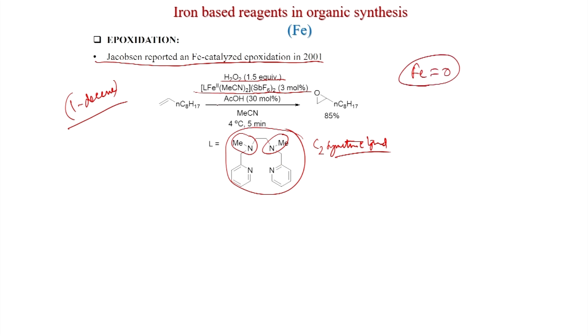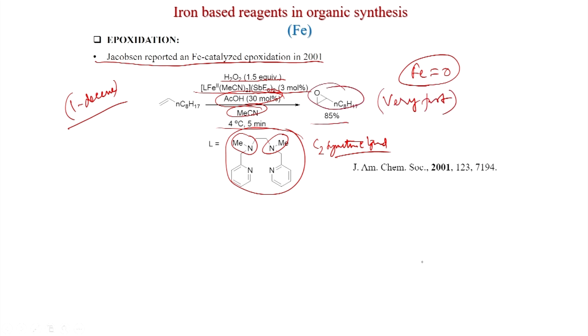Also, acetic acid is required, 30 mole %, with acetonitrile solvent at 4 degrees centigrade. In 5 minutes you get this epoxidation. So, this is a very fast process, very fast. You get this epoxide in 85% yield. This was published in JACS 2001.